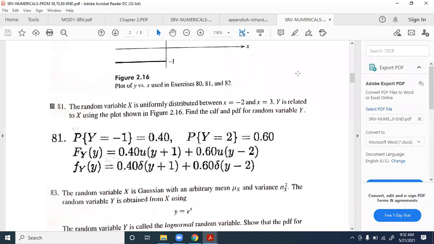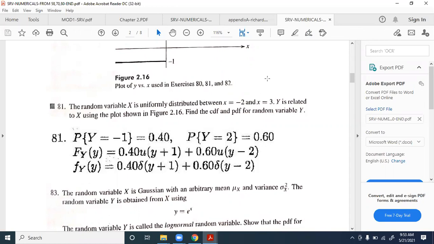This is -2, this is 3. You write a straight line, and then at -1, what will be the area here? At +2, what will be the area here? Area of the triangle here and area of the triangle there. Now I don't think for -1 it will be 0.40. This might be a mistake. You just find out. However, at 2 it might be 0.60.